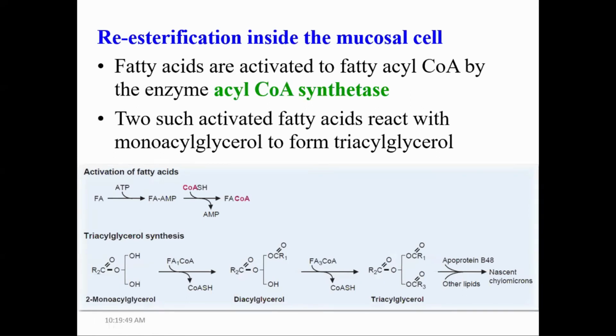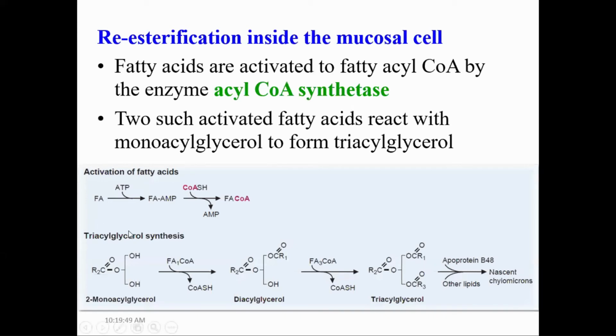So now the next step is the reesterification of fatty acids and 2-monoacylglycerol to form triacylglycerol. That is the resynthesis of triacylglycerol. It takes place in the epithelial cell of the small intestine. These fatty acids, which are transported to the endoplasmic reticulum, are activated by the enzyme acyl-CoA synthetase to form fatty acyl-CoA. And this fatty acyl-CoA is esterified with 2-monoacylglycerol to form triacylglycerol.